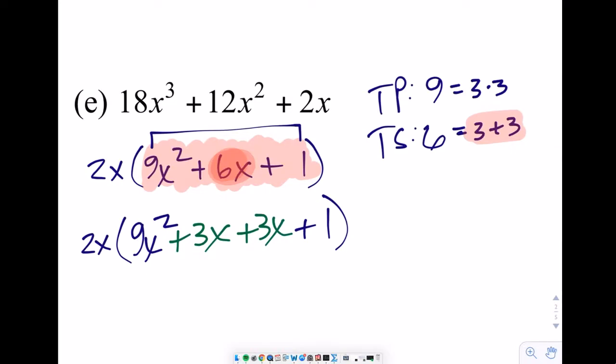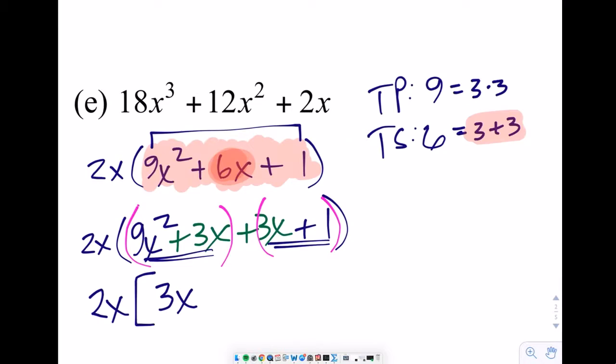Now what you've done is you've created 4 terms. And so inside there, you can associate the first 2. And because this is a plus sign here, you can put parentheses like that. Y'all have done this before. Okay, so now what happens, you got to bring down the 2x, and here's where I like to put the beefy bracket. Inside these 2 groups, you're going to pull out common factors. What is the GCF of 9x squared and 3x? 3x. So in that group, you factor out a 3x, and you're left with a 3x plus 1.